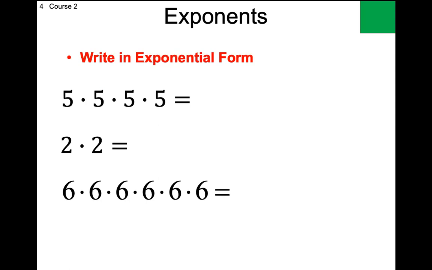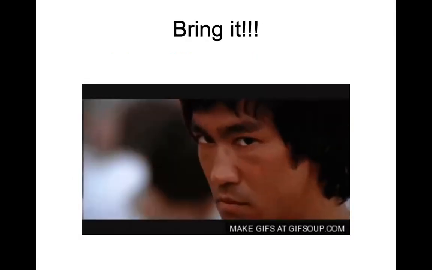Box scores. 1, 2, 3, 4, 5, 6, 7, 8. You're like, when is it going to get challenging? All right, we'll see. Hannah, first one. What's the answer? 5 to the 4th power. Landon, second one. 2 to the 2nd power, 2 squared. Breckton, last one. 6 to the 6th power. We got this? Yeah. All right. Let's do more.